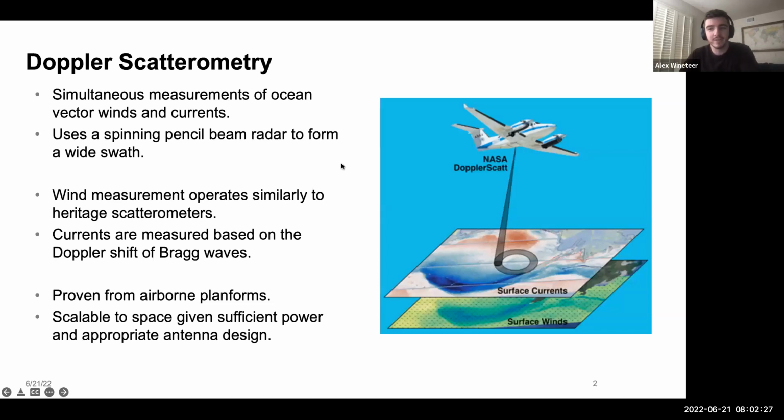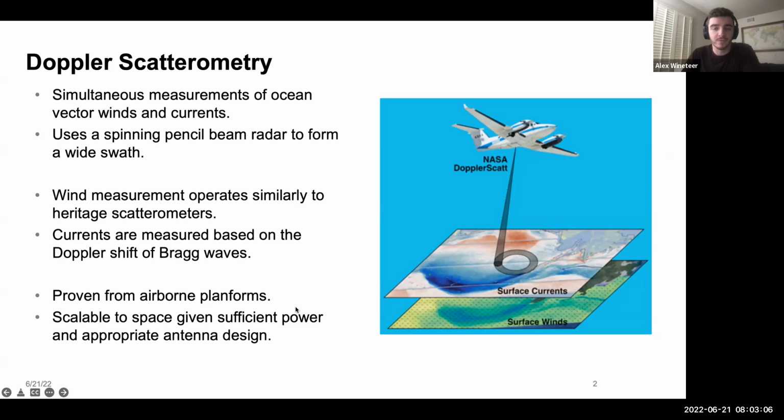Okay, so I think probably all of you know what Doppler scatterometry is if you're here today. But of course, we have a wide swath that's formed using a spinning pencil beam radar, and we're able to measure simultaneously ocean vector winds and currents. So the wind measurements are based on heritage scatterometry. Think of something like QuikSCAT, but we operate at Ka band and can get a higher resolution measurement. And then the measurements of currents are done based on the Doppler shift of Bragg waves at the ocean surface.